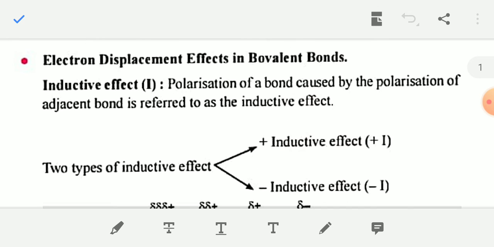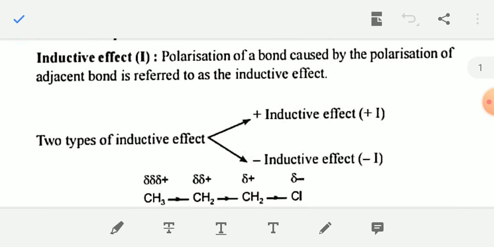Now electron displacement effects in covalent bonds. It is written as bovalent, but it is actually covalent bonds. You have to read about 4 types of electron displacement effects. First one, inductive effect. So what is the inductive effect? Polarization of a bond caused by the polarization of an adjacent bond is referred to as the inductive effect.